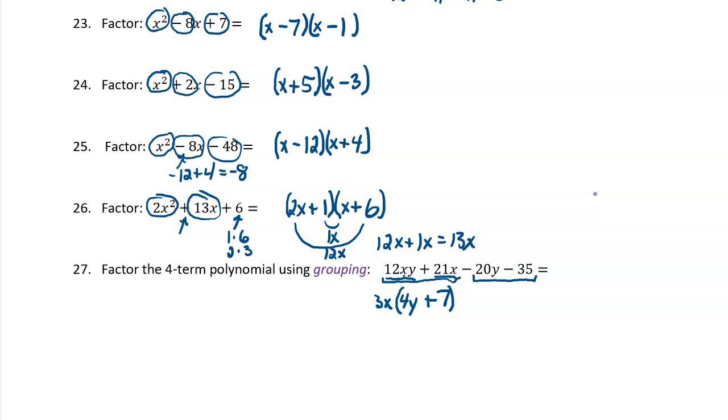Now move over to the second group. It starts with a negative sign, so we're going to have a negative as part of our GCF. The largest number that divides into 20 and 35 is 5. 5 times 4y makes the 20y, and 5 times a 7 makes the 35. Now I notice that we've created a common factor here and here. The final answer is going to have 2 groups of parentheses. The common factor is one of the factors. The other factor is created by putting the 3x with the minus 5.